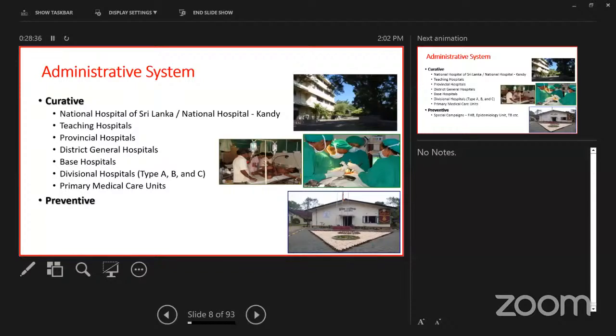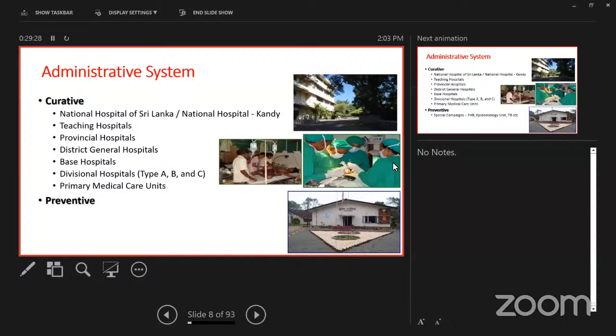For example, now almost all the provincial general hospitals have become affiliated with a medical faculty, so only a single provincial general hospital is there in Sri Lanka. Can you name it? What is the only provincial general hospital now in Sri Lanka? Badulla? Yes, very good. Badulla is the only provincial general hospital, but with the establishment of the Uva Wellassa Medical Faculty, it will be converted to a teaching hospital. Then there will be no more provincial general hospitals in Sri Lanka.